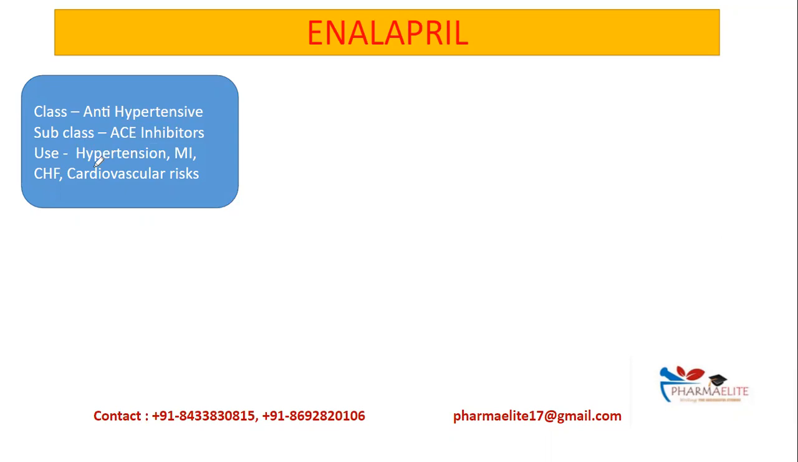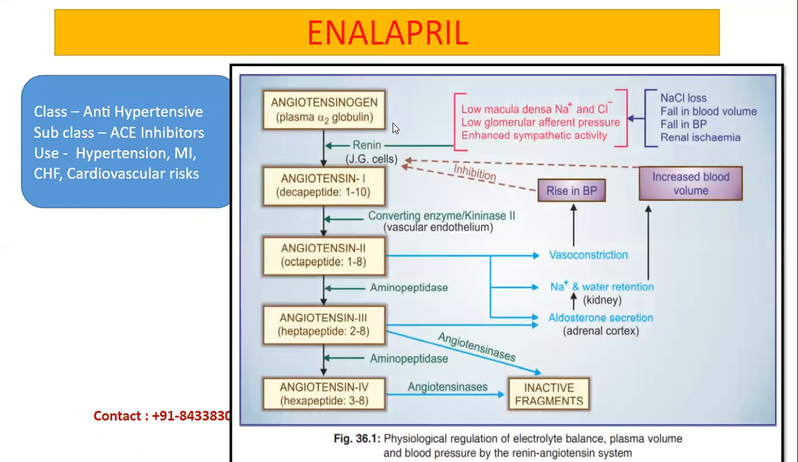The main use of enalapril is in the treatment of hypertension, obviously, because it is an antihypertensive drug. It is also used for heart-related problems like MI, that is myocardial infarction, CHF, that is congestive heart failure, and also other cardiovascular risks. Now, this is the flowchart which I took from KDT.